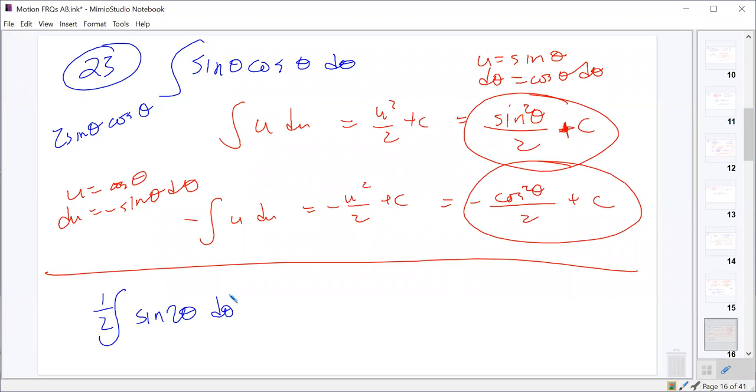D theta. Everybody agree with that? We'd still need to use a u substitution. We'd have to let u equal 2 theta. Du would be 2 d theta, which would mean that I need to put a 2 on the inside and an extra 1/2 on the outside.